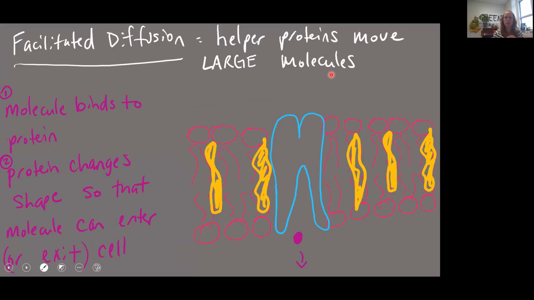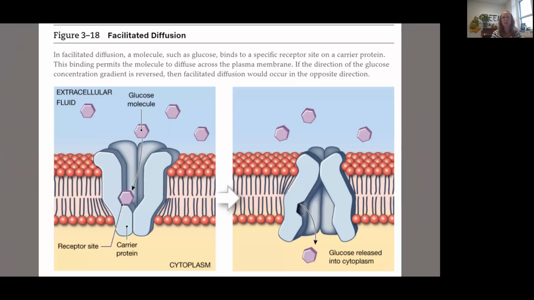And so we're seeing that when the molecule binds to our carrier protein, that's going to cause it to change shape. So it can either open up into the inside of the cell to deliver that molecule, or it can open up to the outside of the cell in order to get that molecule to exit. Here is a nice diagram from your textbook showing the glucose molecule binding in with the carrier protein, and then that's causing that carrier protein to change shape and deliver that glucose into the inside of the cell.